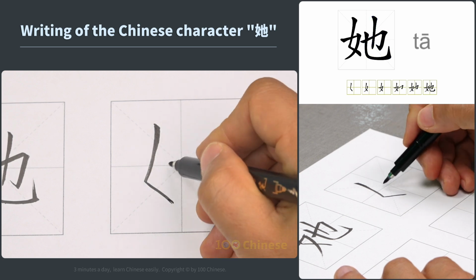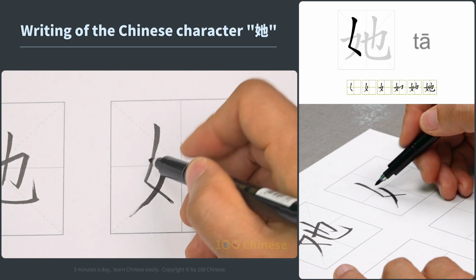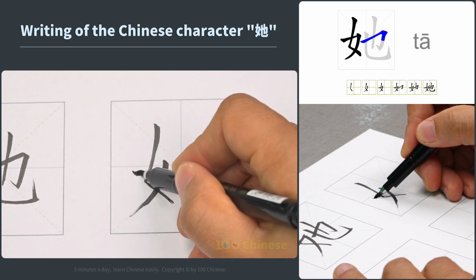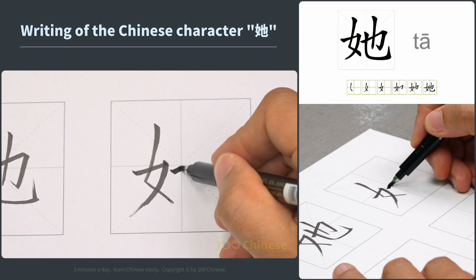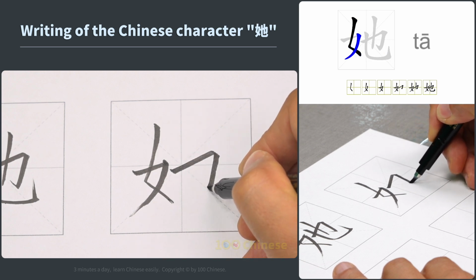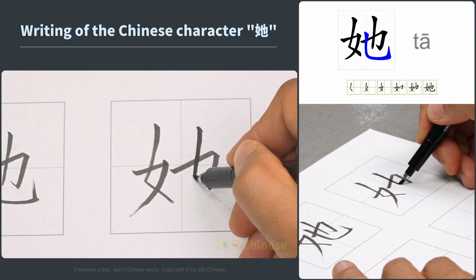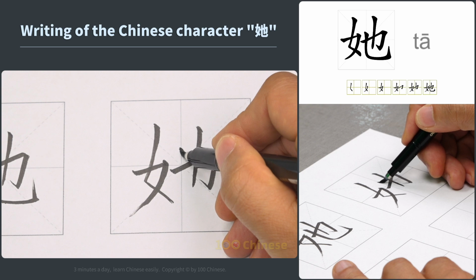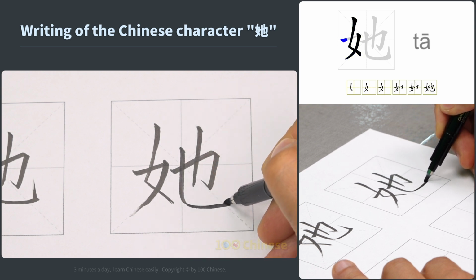This part on the left represents something related to women. This character specifically refers to the third-person feminine pronoun representing women. This character did not exist in ancient Chinese characters. It is a new character created in modern times to improve gender expression.